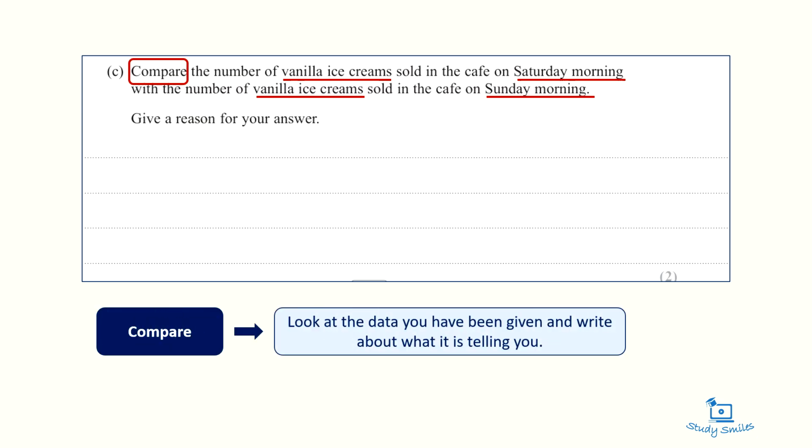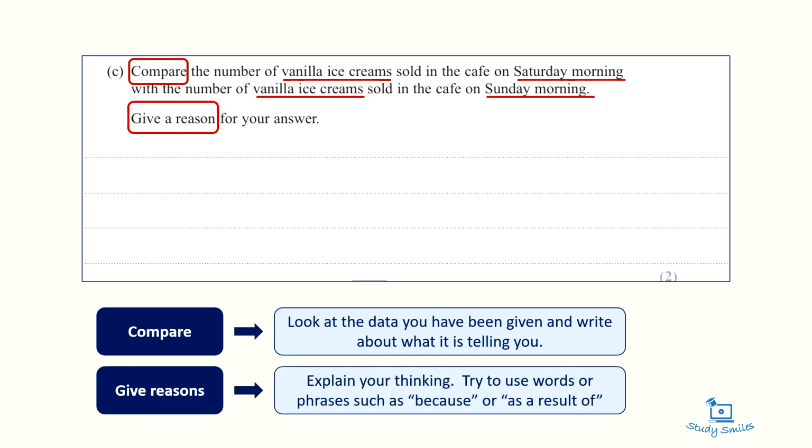Compare means we need to look at the data that we've been given and write about what it is telling us. And give a reason means we have to explain our thinking. And for this, we need to try to use words or phrases such as because or as a result of.